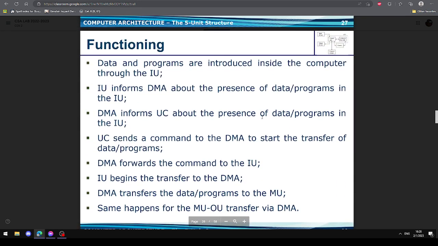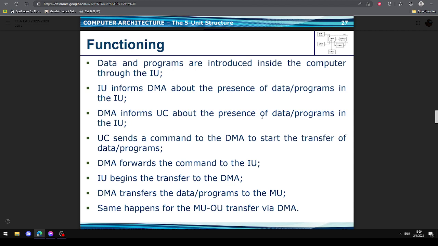Functioning. Data and programs are introduced inside the computer through the input unit. Input unit informs direct memory access about the presence of data and programs in the input unit. Direct memory access informs control unit about the presence of data and programs in the input unit. Control unit sends a command to the direct memory access to start the transfer of data and programs.